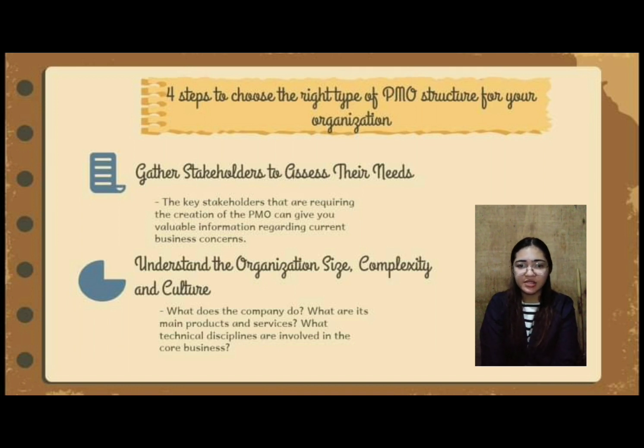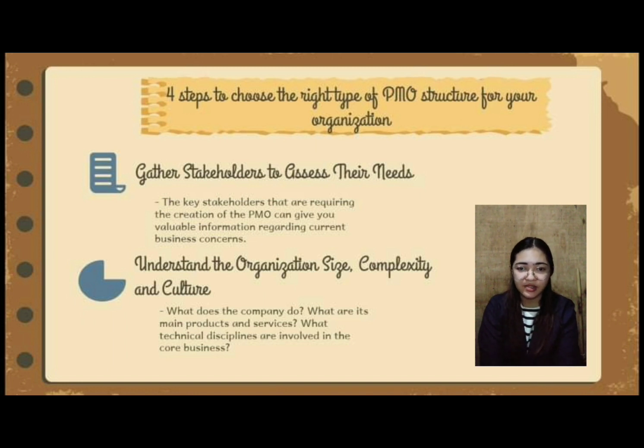The key stakeholders that are requiring the creation of the PMO can give you valuable information regarding current business concerns. Begin conversation with them using the following questions: what are the main issues and concerns of the organization? Does the organization run mainly operations or projects? By these questions, you can begin to acquire a sense of the internal workings and complexities of the organization.